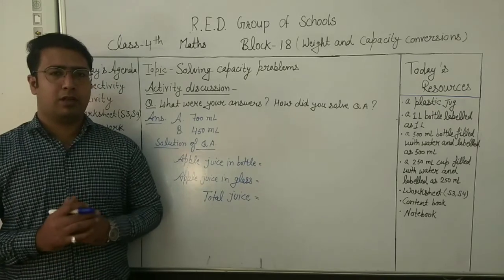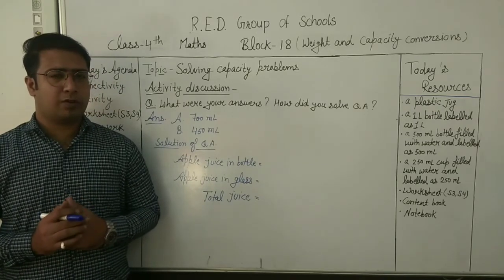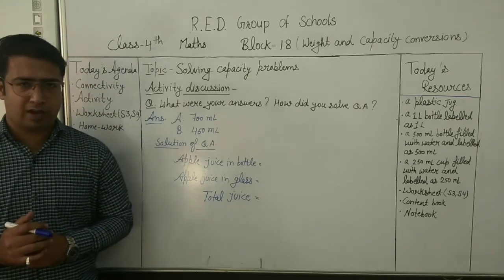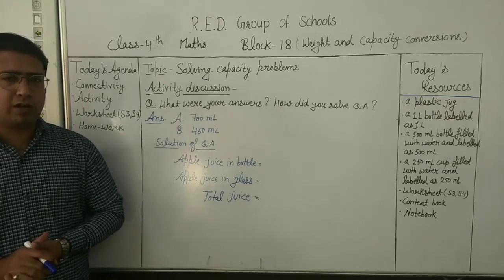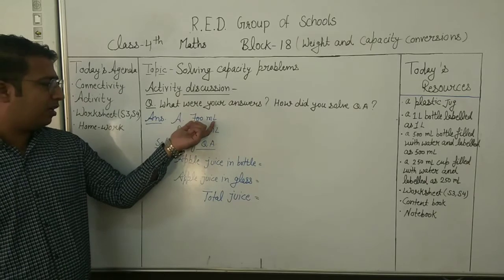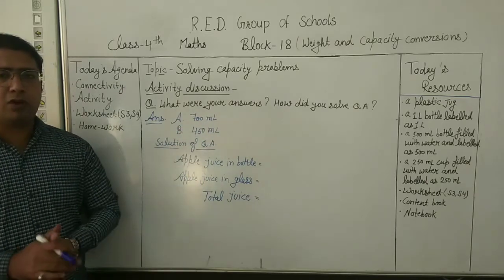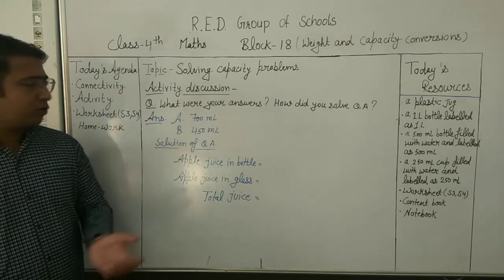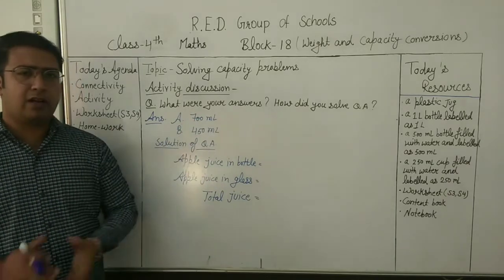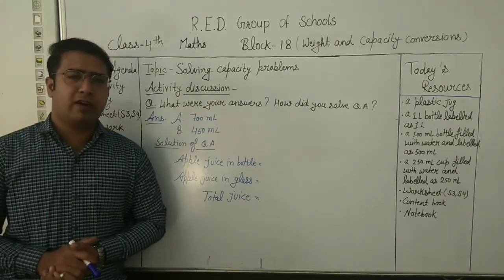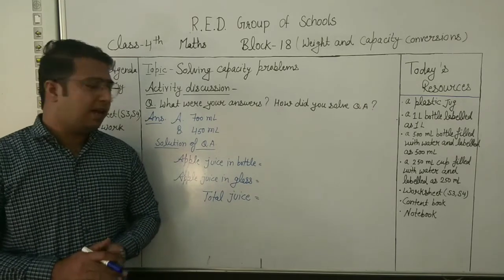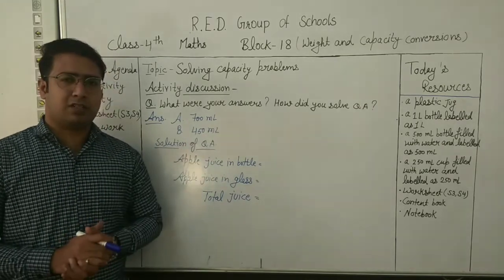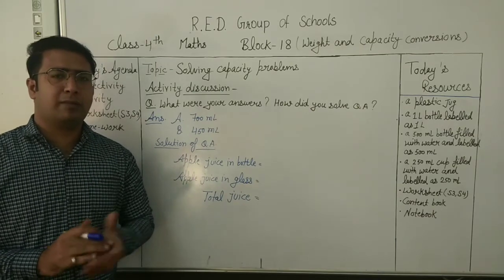Now I hope you have told your answer to your parents. So I am discussing my answer. That was your first question: what were your answers? Your answer of the A part is 700 milliliter, and the B part is 450 milliliter. As the A part was asking about the total, we added them and got our answer, 700 milliliter. And the second question was of subtraction, because it was asking about the syrup used.